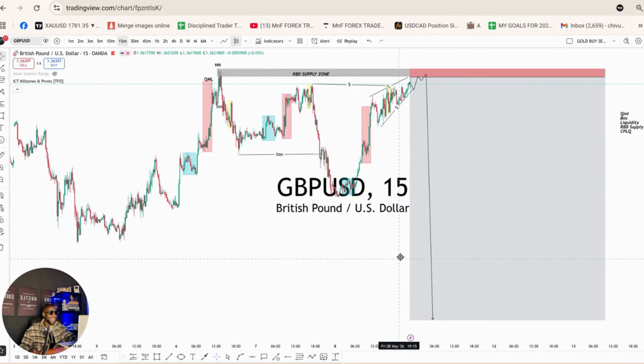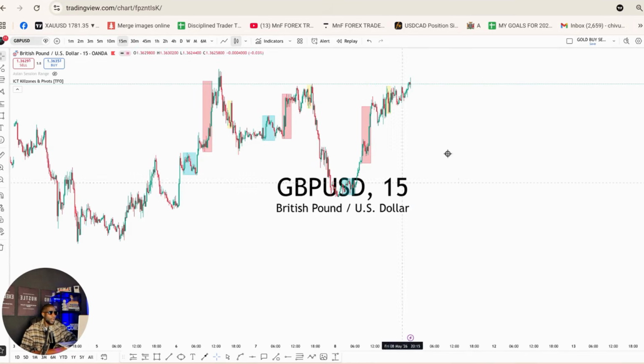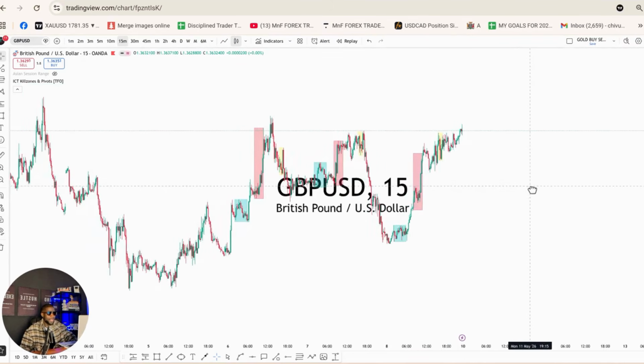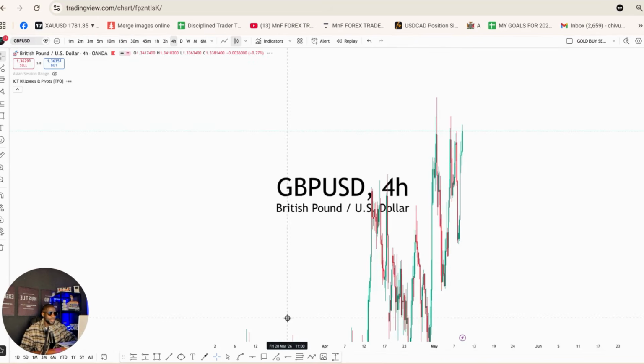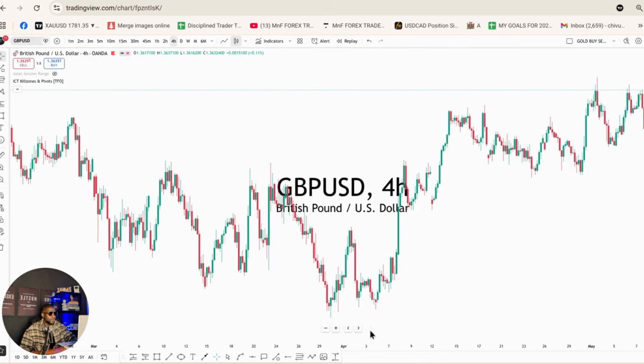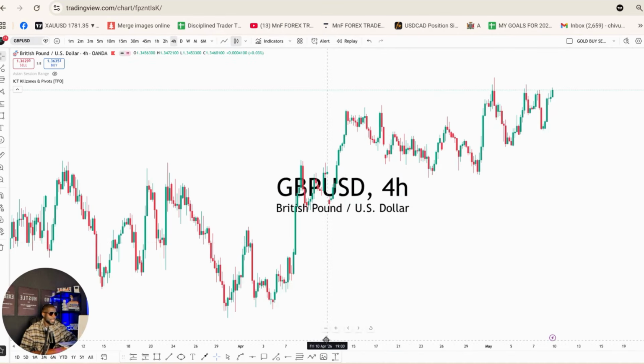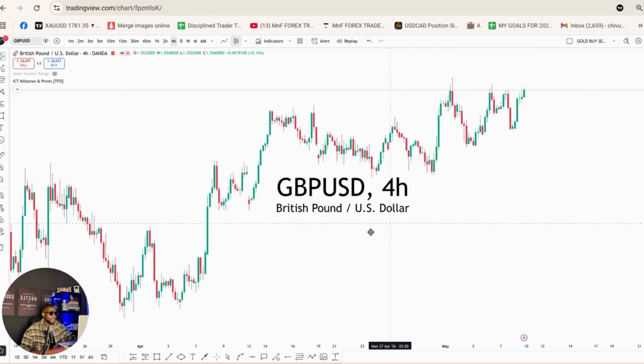All right, so let's go ahead and delete everything right here. So why do I want to actually take advantage of this particular trade right here? Let's start from the higher time frame, right? If you zoom out on the 4-hour time frame, you're going to realize that we've had the market going to the upside.